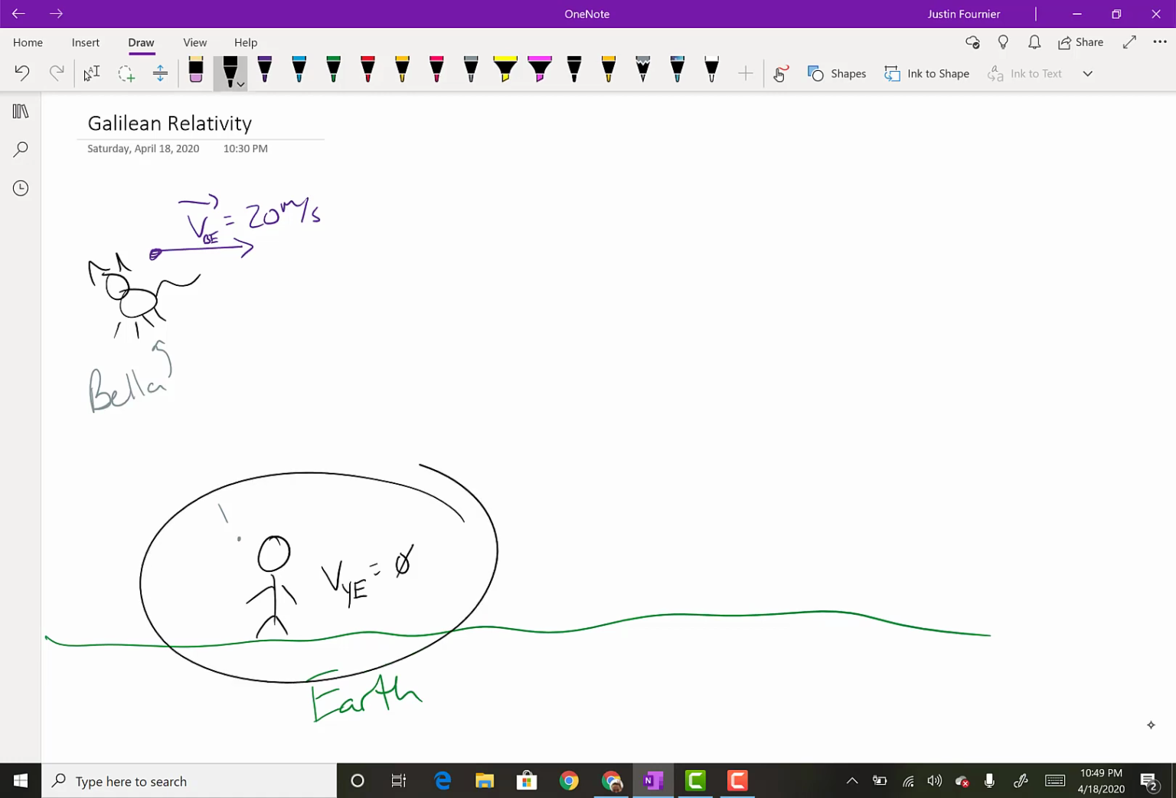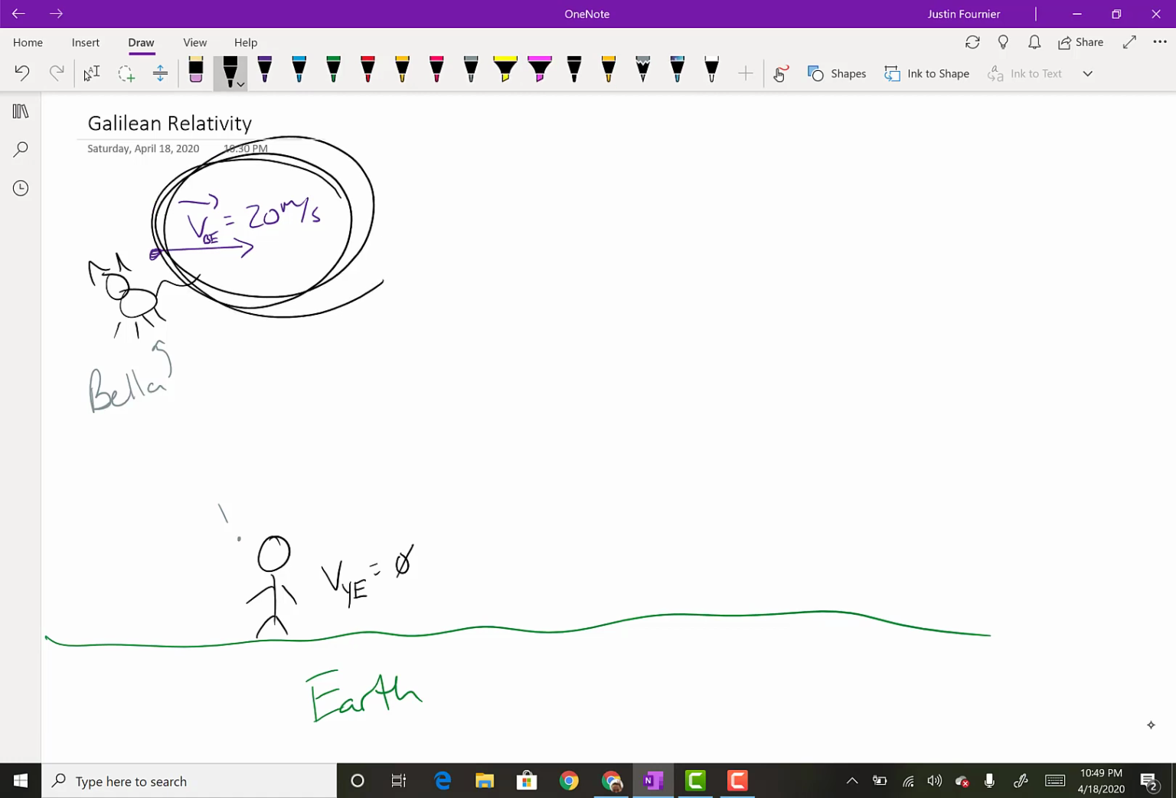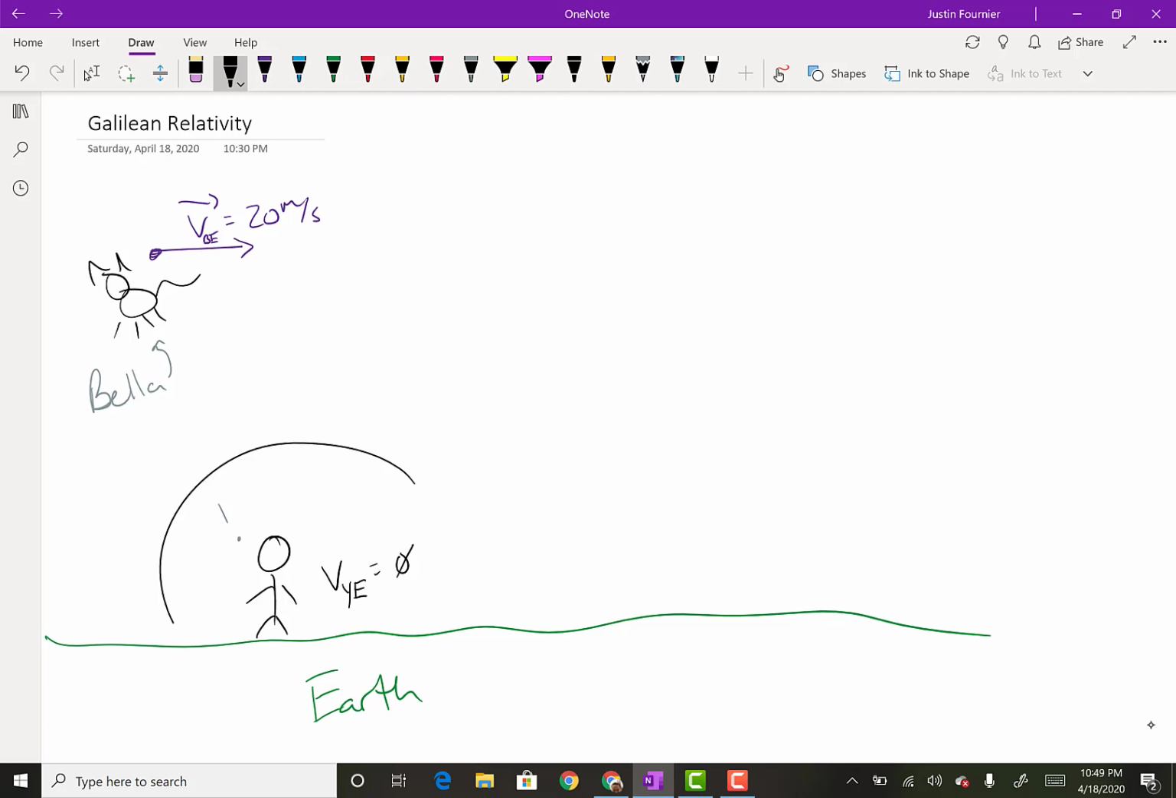So here you are on the surface of the Earth, and you look up and you see my cat Bella flying through the sky, moving at 20 meters per second to the right. So here's the velocity of Bella with respect to the Earth is 20 meters per second. And here's the velocity of you with respect to the Earth. You're at rest. Both of you are in what we call an inertial reference frame. We talked about that as well. If you're at rest or at constant velocity, in other words, if you're not accelerating, you're in an inertial reference frame.